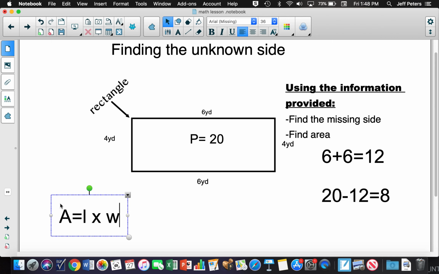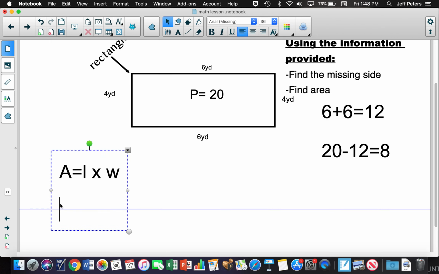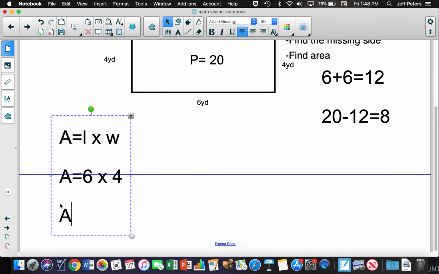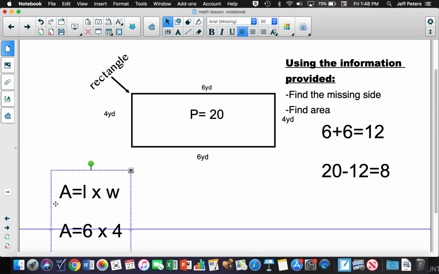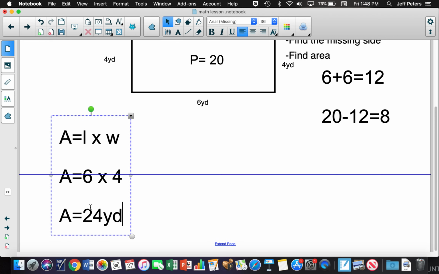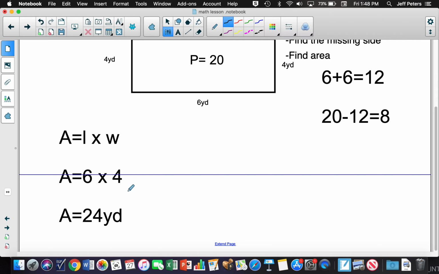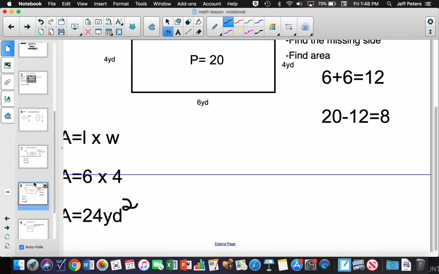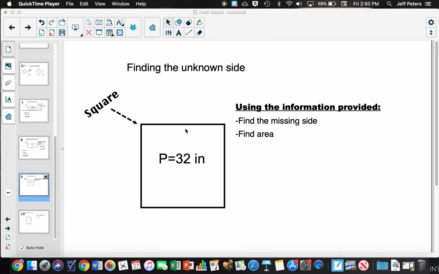Make sure you're writing down the formula each and every time. Area equals length times width. Area equals 6 times 4. Area equals 24 yards. And we're going to square it. Great job. All right, a couple more problems, boys and girls.